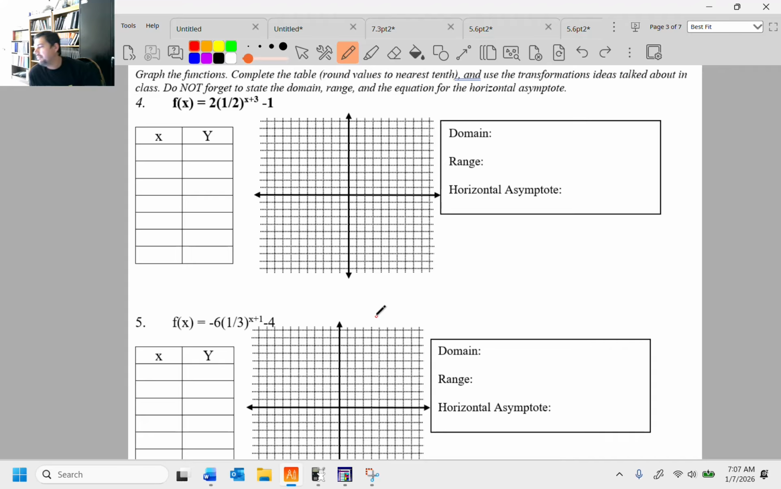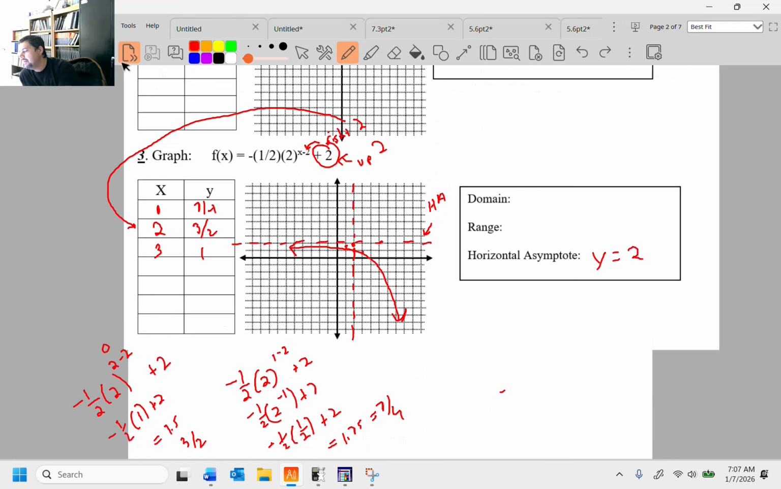Alright, graph the functions, complete the table. Oh, was there more to this problem? I never talked about its domain and range, did I? The domain runs left forever, runs right forever. That's a negative infinity to positive infinity thing. The range, the small number is actually negative infinity. And it gets ridiculously close to 2. But it never actually hits 2 because that's the horizontal asymptote and it can't cross it.